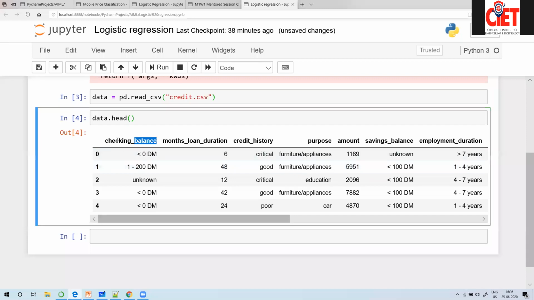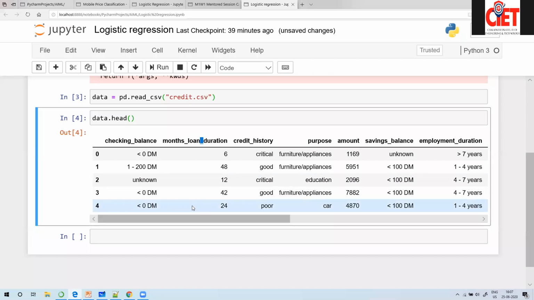So the variables look like checking balance. This is already divided into categories. Checking balance, think of this as a kind of current account. Less than $0 per month, $1 to $200 per month, greater than $200 per month, unknown. So the usage of the account is already divided into these four categories: less than $0 per month, 1 to 200, greater than 200, unknown.